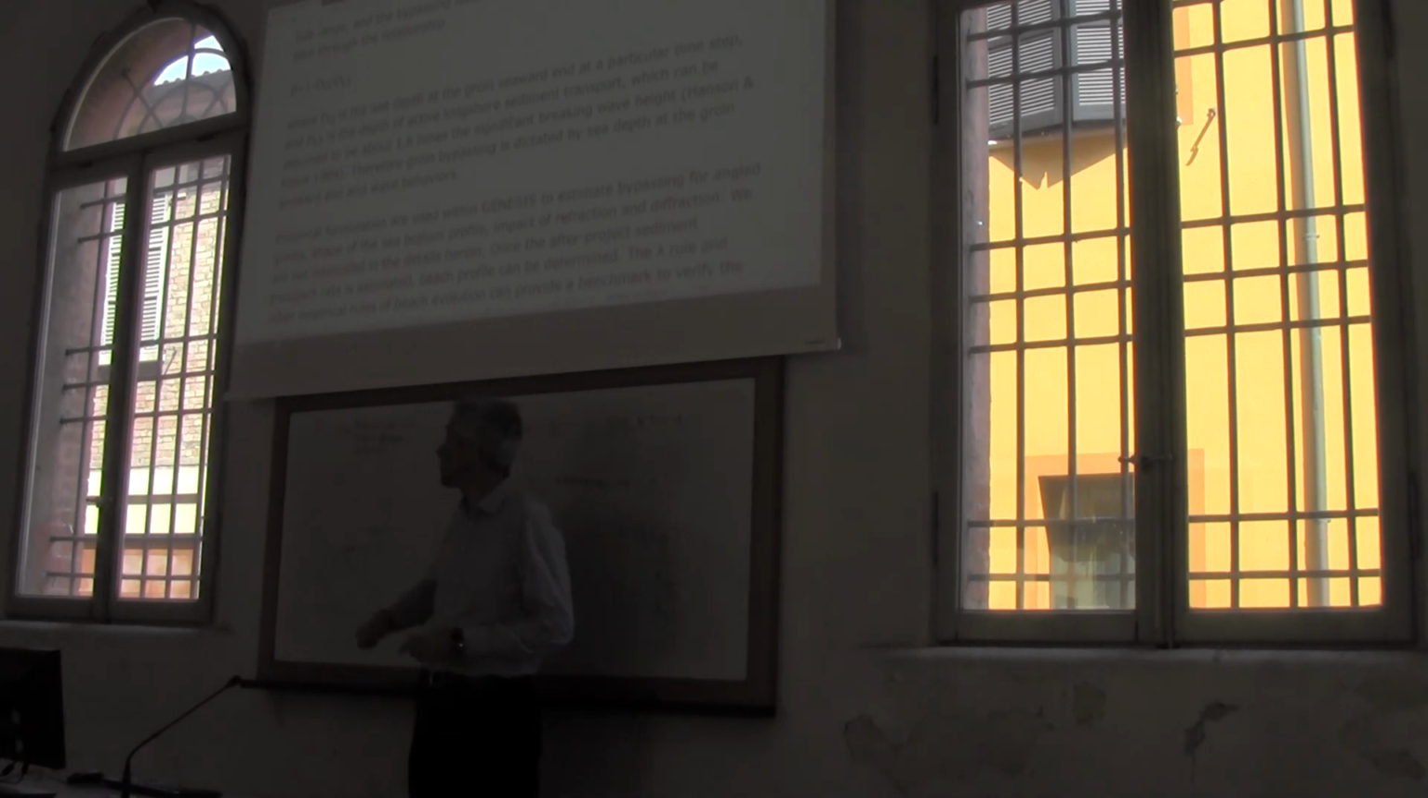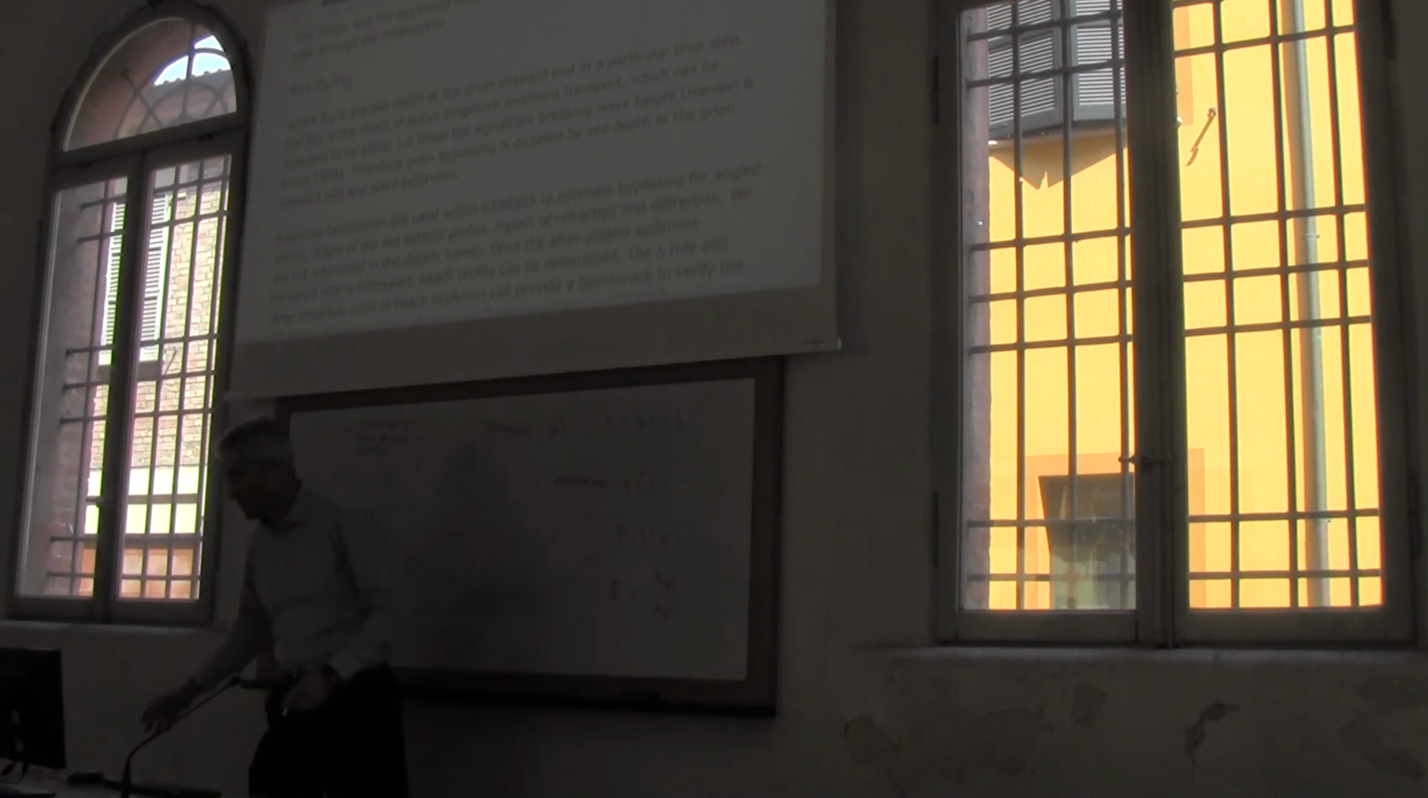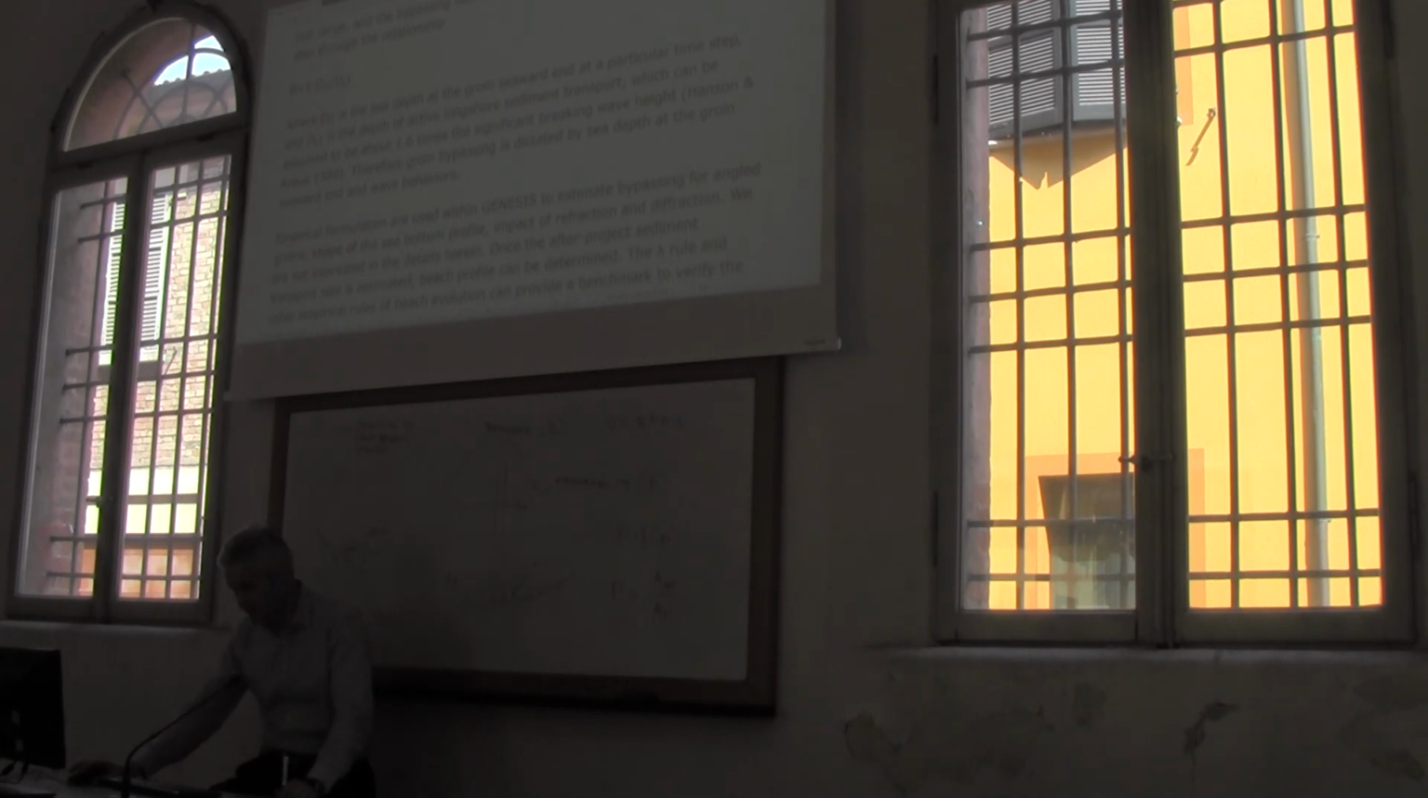But the problem is, how can I estimate this depth? It's an empirical relationship which may give an indication. And here you see that it is written that DLT, the depth of the active along-shore sediment transport, can be assumed to be about 1.6 times the significant breaking wave height. Be careful because this is very empirical, okay? It can be an indication.